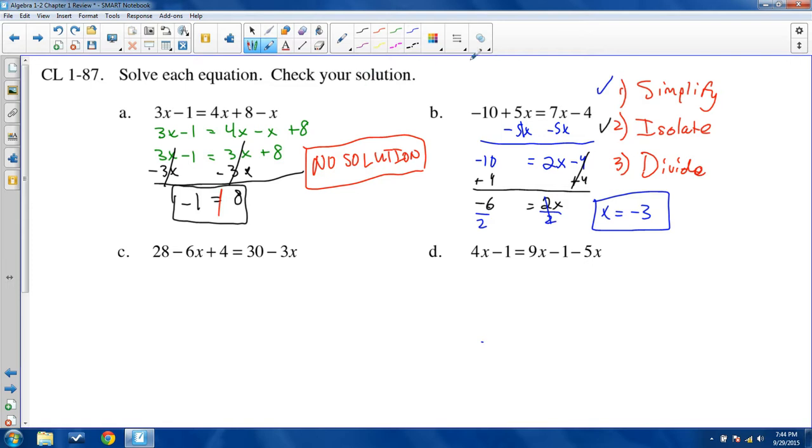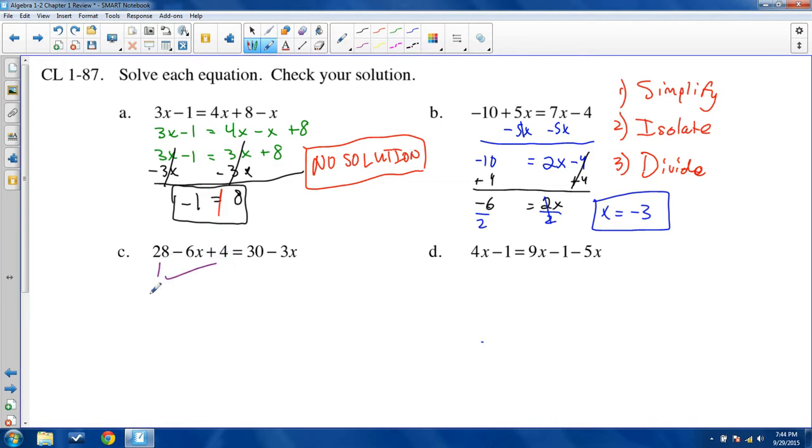Letter C right here. Simplify, isolate, divide. Let's see what steps we've got to do here. Do we have to simplify? Yes, looks like that left side. I have 28 and I have 4. Now I've seen a lot of people take 28 minus and put the 4 with that, and 28 minus 4 is 24. Problem is, that minus has to do with the 6x. This is a negative 6x. This positive here with the 4 is what you're going to do. You're going to do 28 plus 4.